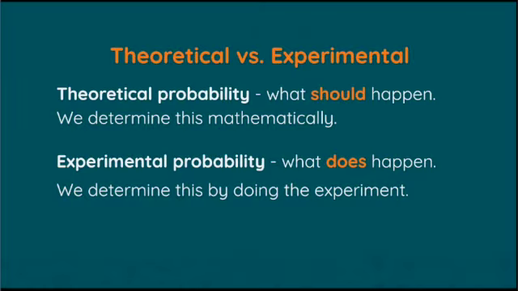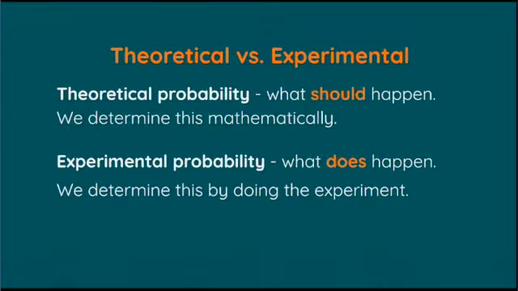Theoretical probability is what should happen when you flip a coin or when you roll the dice, right? We determine this mathematically, okay? We can calculate the probability of what should happen when you roll the dice before it ever takes place. On the other hand, we have experimental probability, okay? Experimental probability is what actually did take place, okay? We can only determine this by doing the actual experiments, right? By actually rolling the dice, okay?